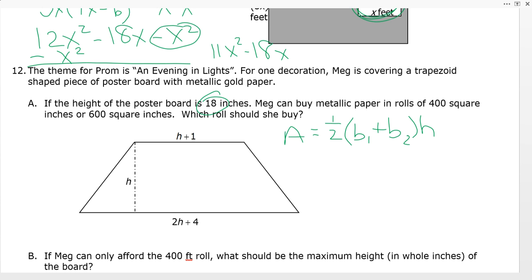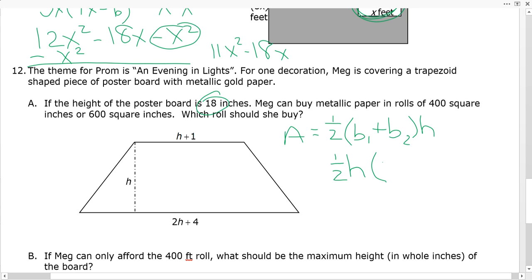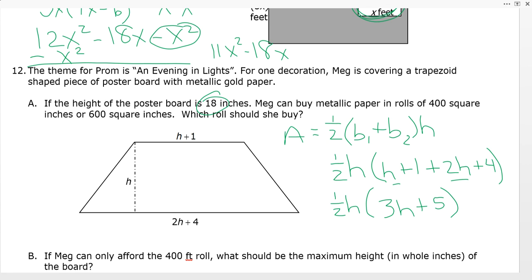So I'm going to have 1/2, and I'm going to move my h over here, because I have h plus 1 is b1 plus 2h plus 4. All right, so I'm going to keep my 1/2 h, and I have h plus 2h is 3h plus 5. Okay, so if I multiply, and actually, I could just leave it like that. Okay, let's leave it like that.